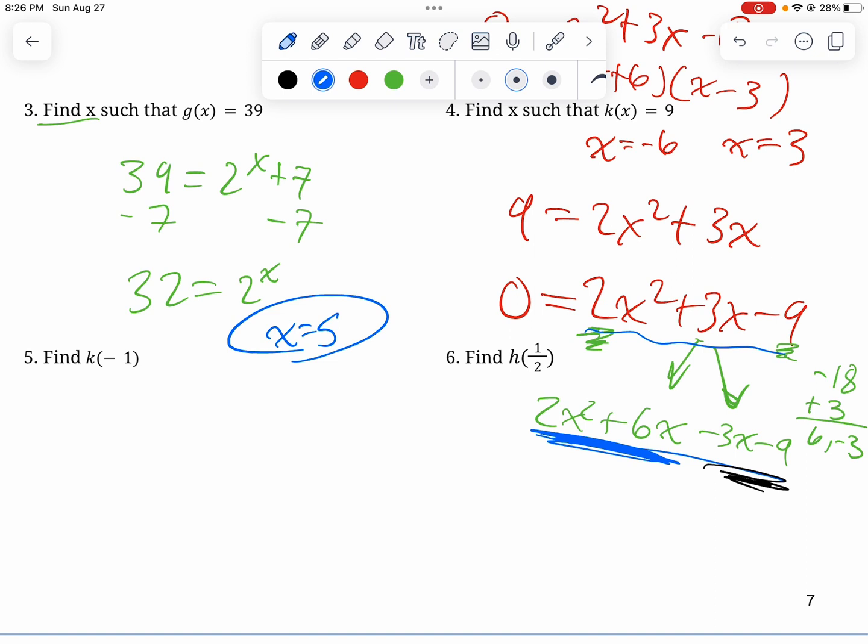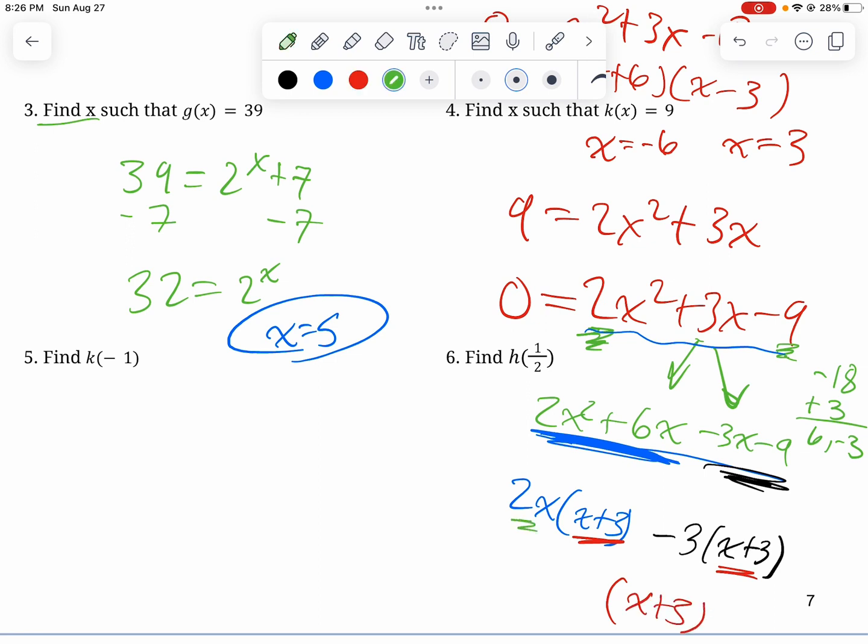What do 2x squared and 6x have in common? What's their GCF? 2x. What are you left with? X plus 3. What's the GCF on negative 3x minus 9? It's negative 3. What are you left with? X plus 3. You might remember when you do grouping, these 2 things are the same. Those become one of your factors. And you take the 2 GCFs, and that is your other factor. And this is how that factors.